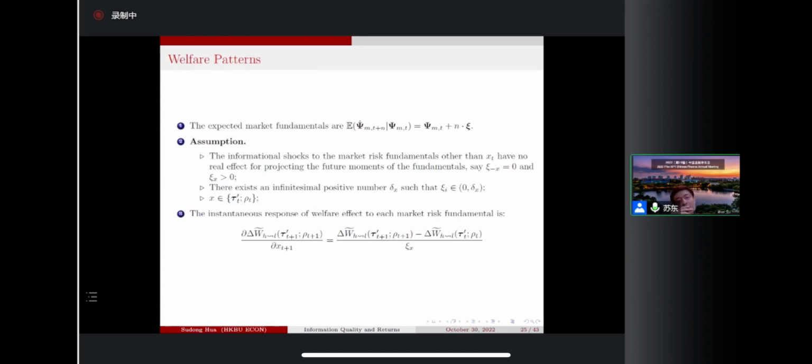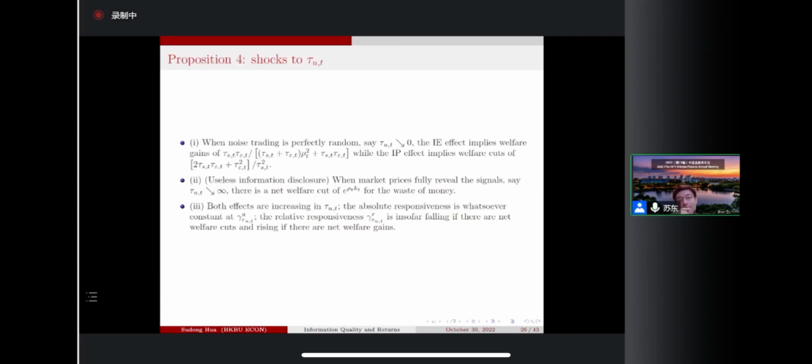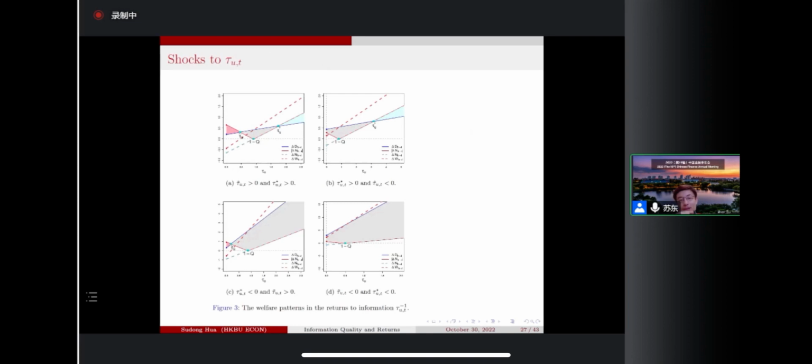For the welfare patterns, I assume I only change one parameter, one risk fundamental, each time, and keep the other two risk fundamentals at their average effect. Then I can back out the welfare patterns. Firstly, I look at what happens if I give shocks to tau u, and this is the welfare pattern.